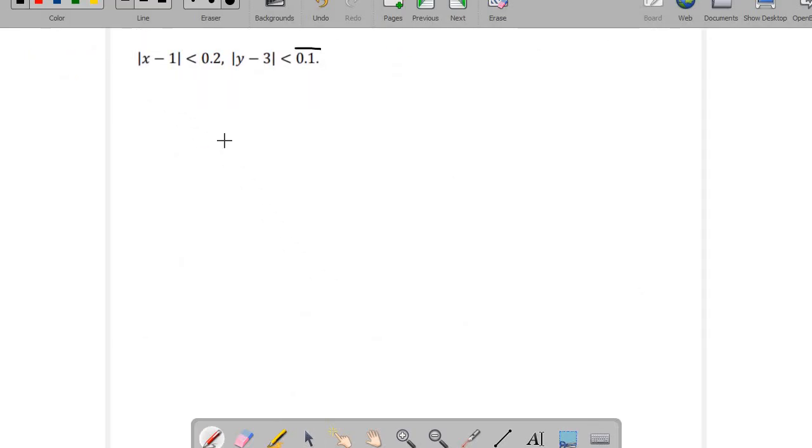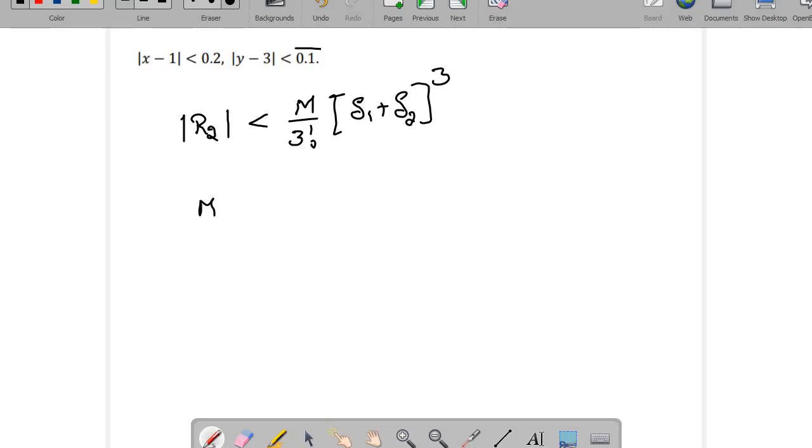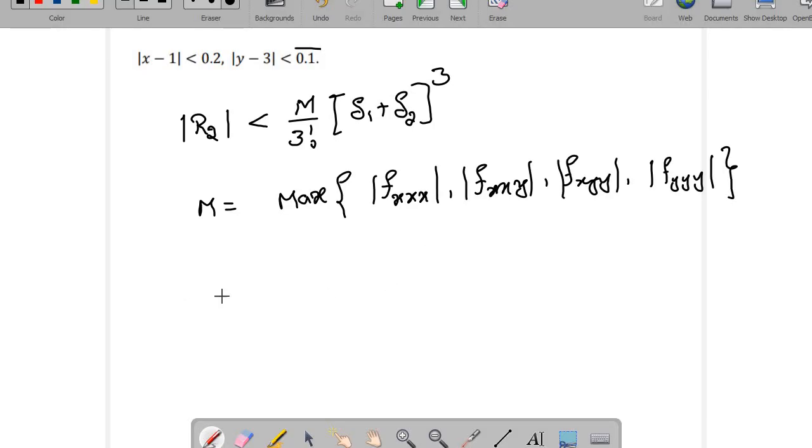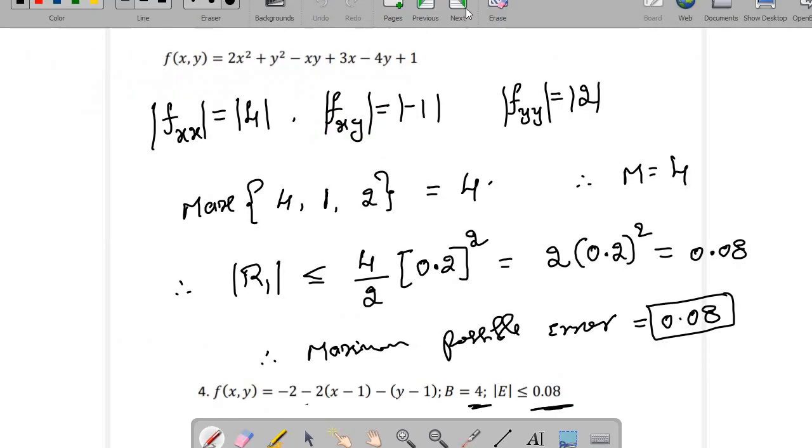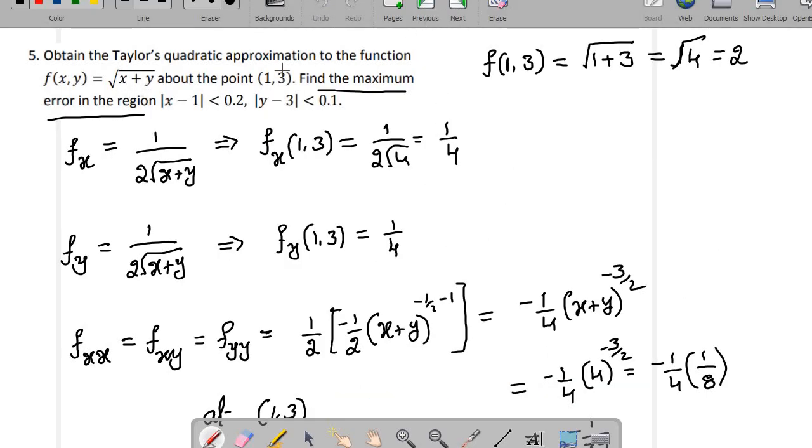So since you are taking quadratic approximation, in the quadratic approximation the remainder term is less than or equal to M by 3 factorial into (delta 1 plus delta 2) whole cube, where M is the maximum of the absolute value of third order partial derivatives, and you need to mention all third order partial derivatives here. Okay, so here the advantage with this problem is it is symmetric about x and y, right?